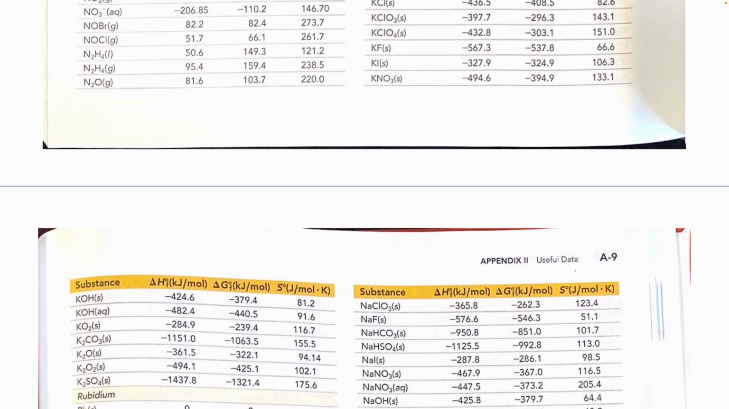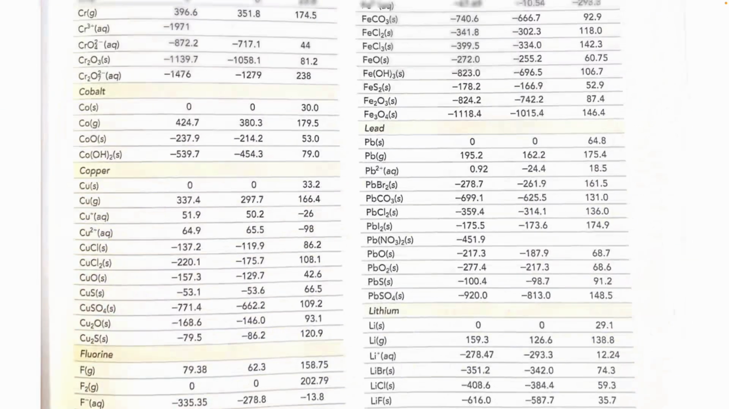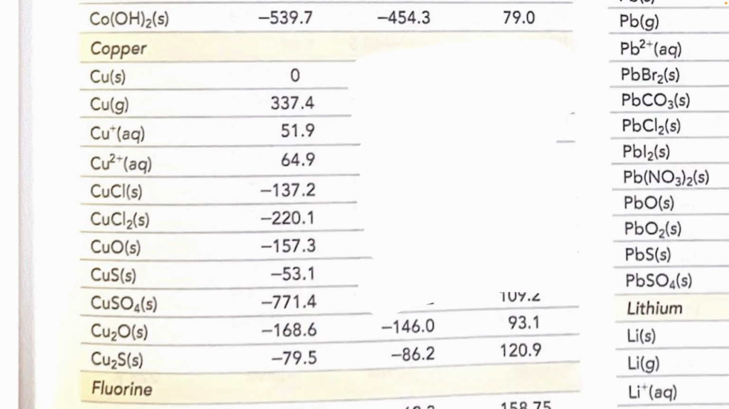Okay, let's see. What are we talking about? Copper and zinc. Cool. So let's go to C first. We'll go to copper. Okay. As a reminder, the delta H values that we're interested in are in that very first column.